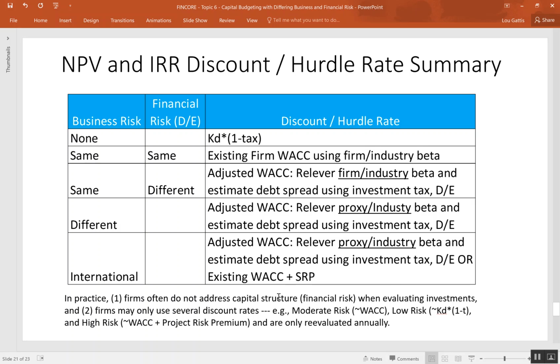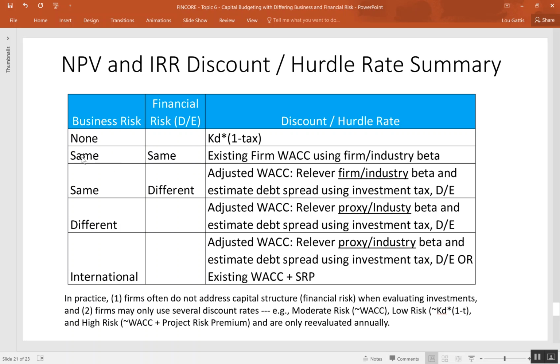Also, firms often will not recalculate a WACC using any of these methods for every single project. What they might do is have a rough idea of what their after-tax cost of debt is. It's roughly about 5 to 5.25%, say. So they might just use 5% for every project that appears to be pretty low risk. And then every project that appears to have roughly the same risk as your industry, they'll probably use the WACC.